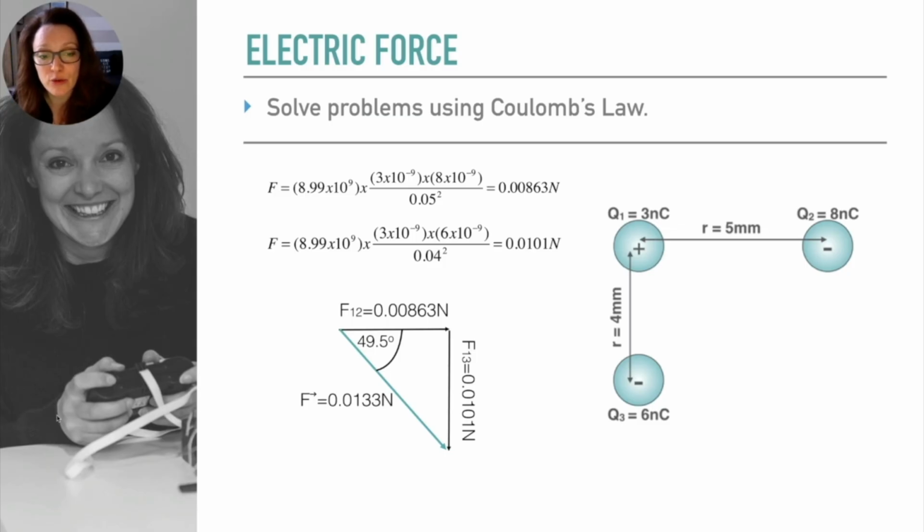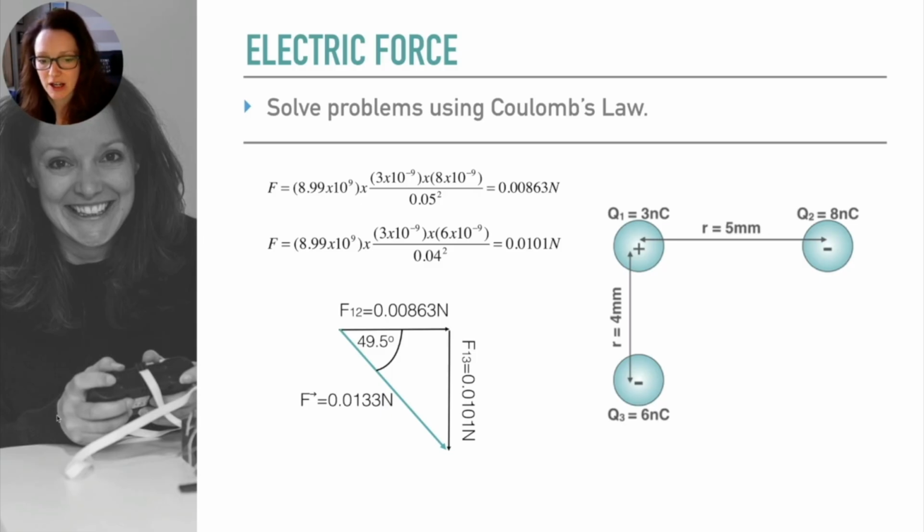That's us worked out the force on Q1 relative to Q2. Now we have to work out the force on Q1 relative to Q3. And that's a separate calculation, it's below. So we do the same thing, we plug in the numbers and we come out with a number. The force is 0.0101 newtons. We have two forces and we have to work out what the resultant force is.